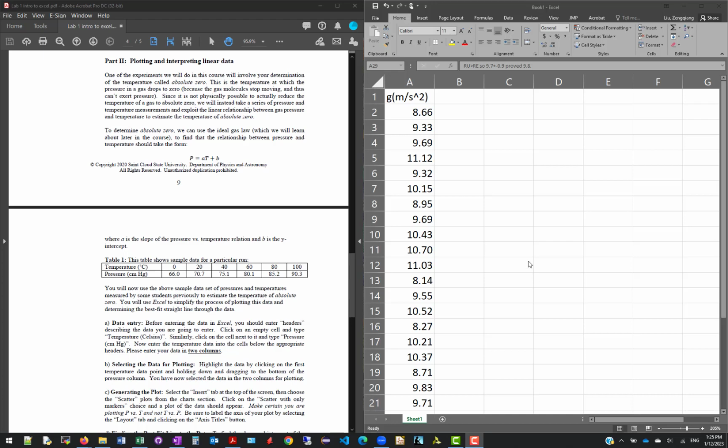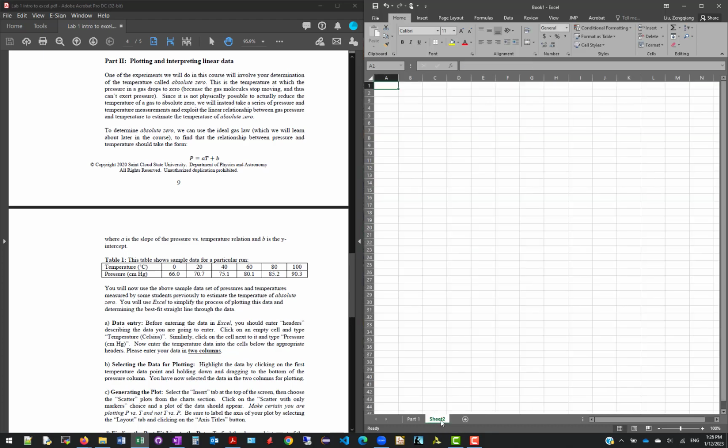Okay, let's continue with part 2. So I just want to keep everything in one spreadsheet. This is my sheet 1. If I double click here, I can just rename this as part 1, and I'll create another spreadsheet and call this part 2.